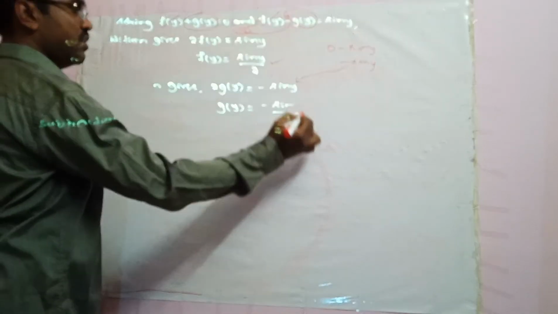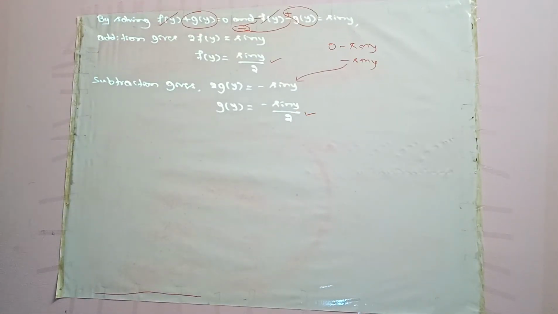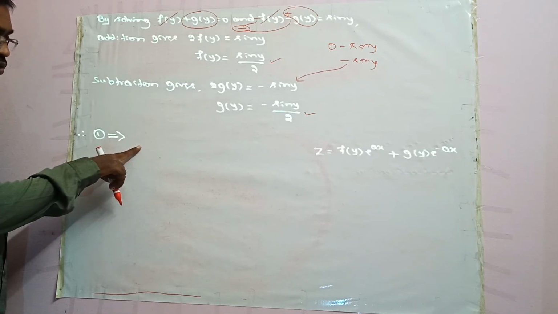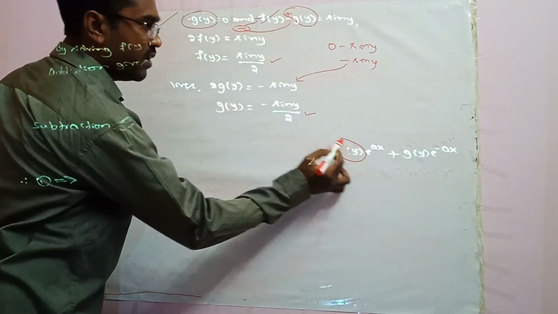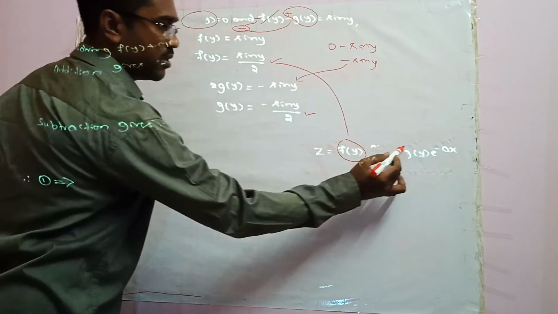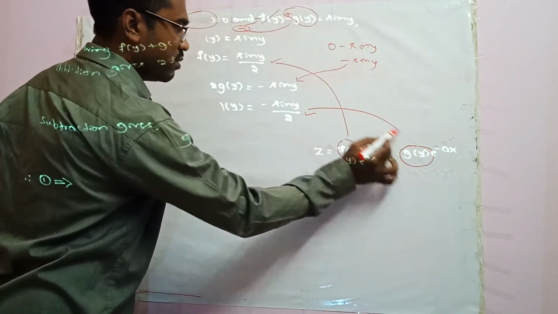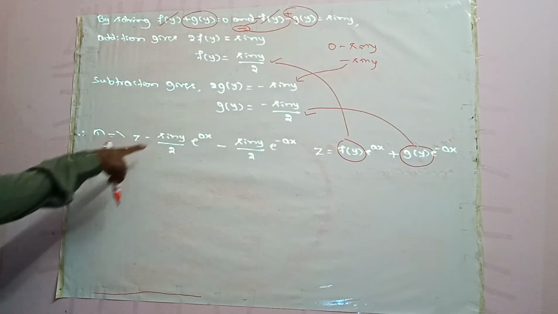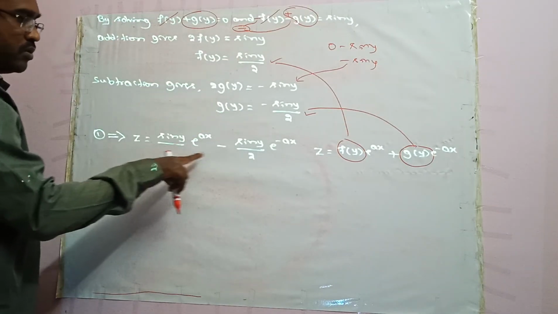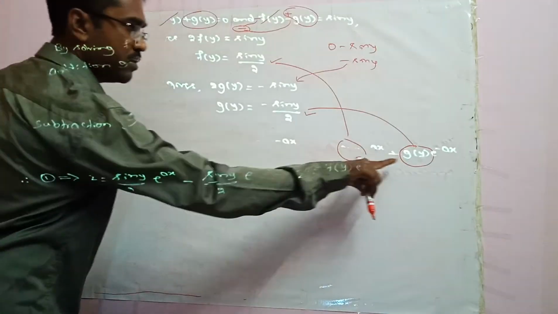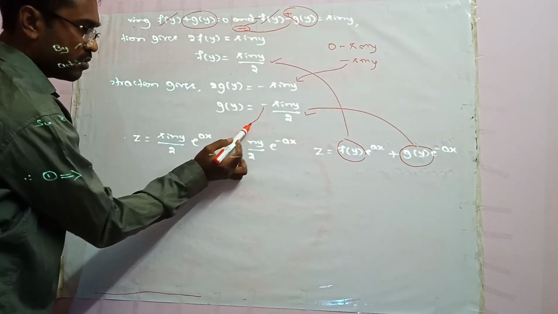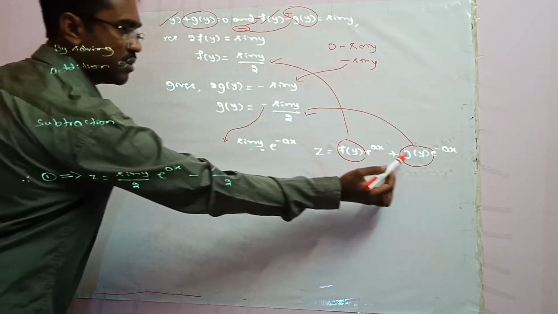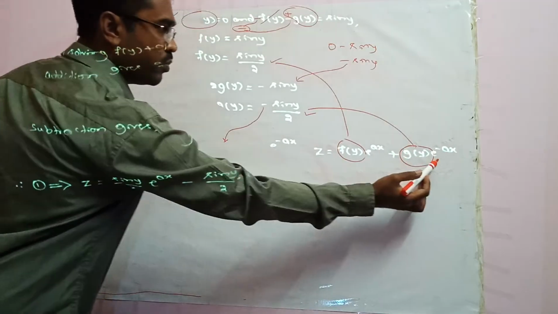We got what is f of y and g of y. This has to be put in equation number 1. So what equation number 1 do we get now? Z is equal to, so this was our equation number 1. In the place of f of y, we are going to put this, and in the place of g of y, let us replace now. In the place of f of y, we have put sin y by 2 into e to the power ax. Then in the place of g of y, minus sin y by 2 into e to the power minus ax.